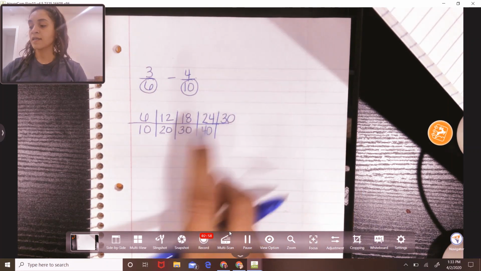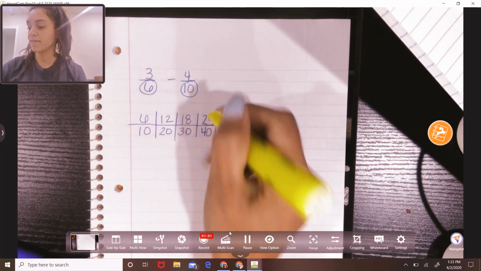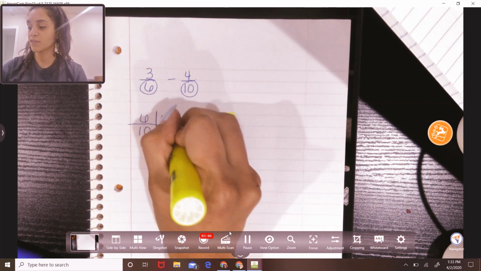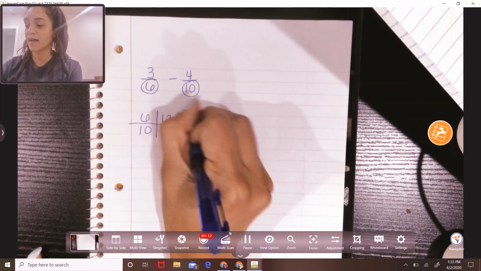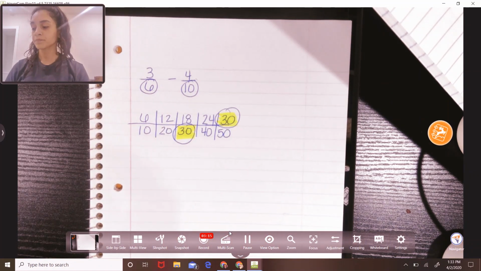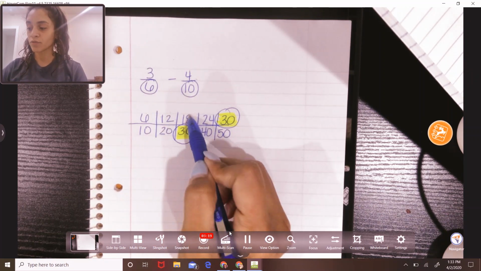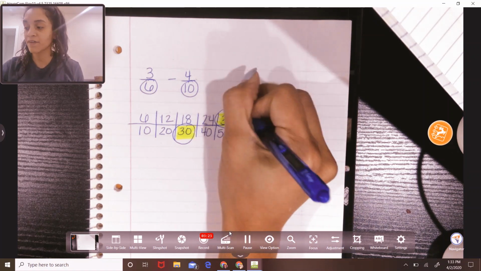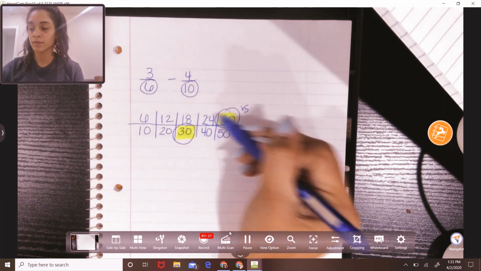40, and 50. Now I could have stopped here because if you notice, I have a 30 here and I have a 30 right there. So I found my lowest common denominator. These are the ones they have in common. Now, it took 1, 2, 3, 4, 5, which we know 6 times 5 equals 30. That's what we did. We just counted by 6's.